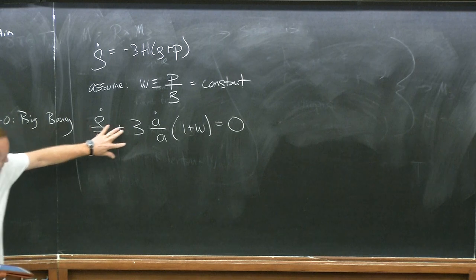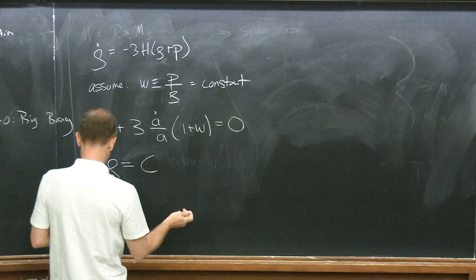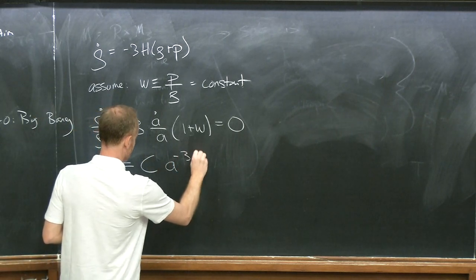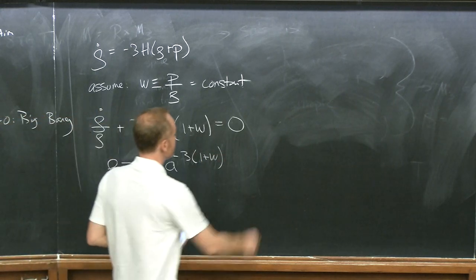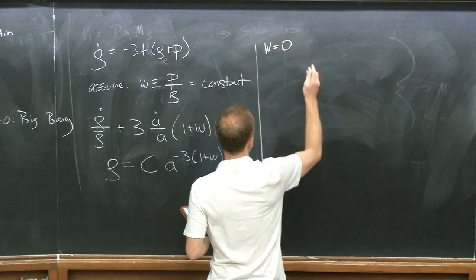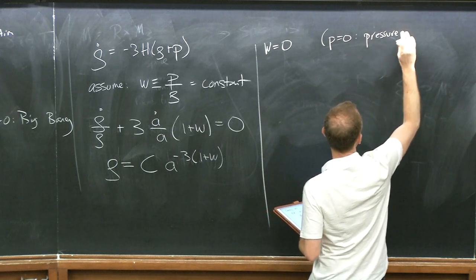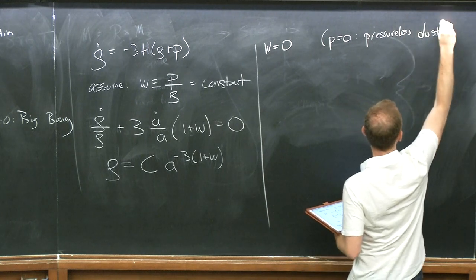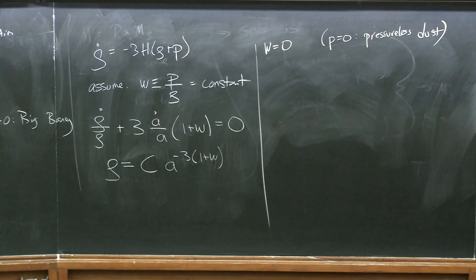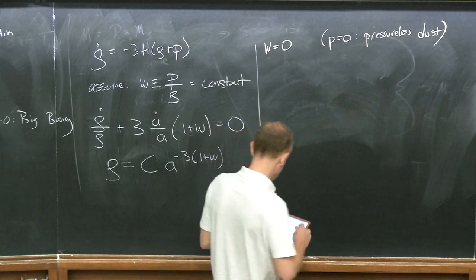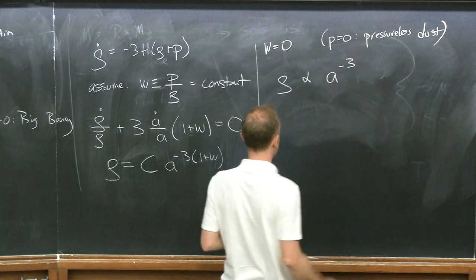This is d log rho by dt, d log a by dt. So I can immediately integrate this and get that rho is some constant times a to the power minus 3(1 plus w). So now let me do some cases. W equals 0, so this means P equals 0. And this is usually called dust or pressureless dust. So it's like a bunch of particles that aren't moving. They don't exert any pressure on the walls of a container because they're not moving. So with this value of w, we find that rho scales as a to the minus 3.